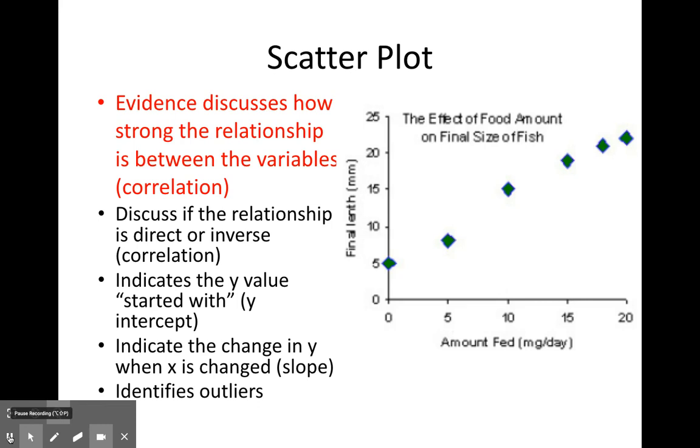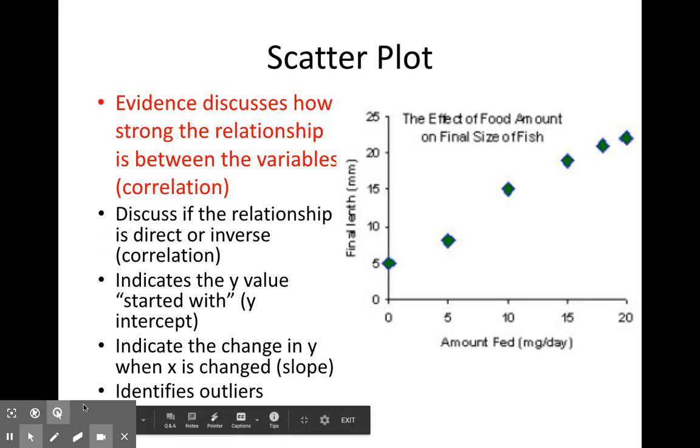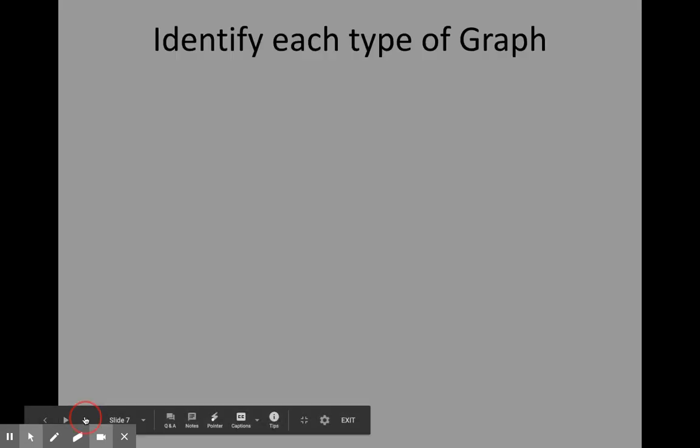Sometimes we see in scatter plots there might be an outlier. Scatter plots will also have a y-intercept in their data set. So again, when we're looking at our evidence, the evidence is showing a relationship.